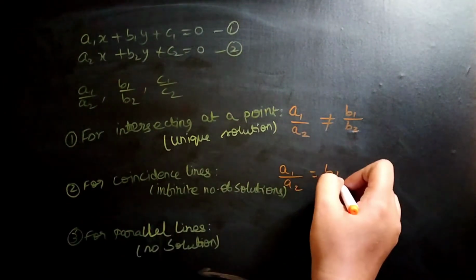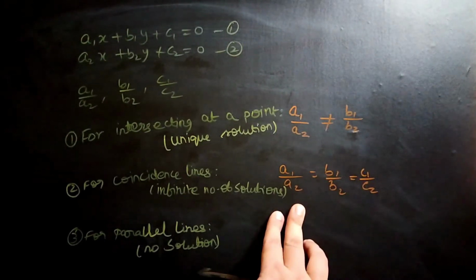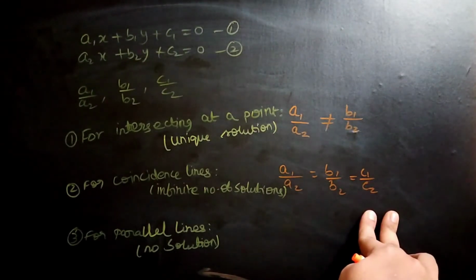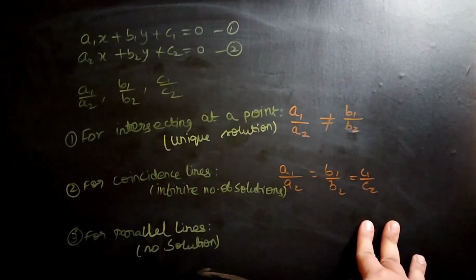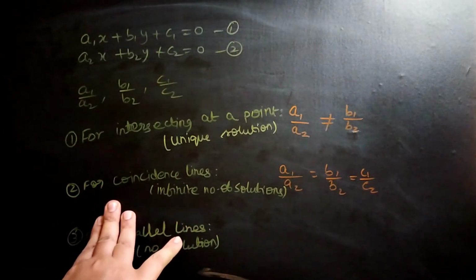a1 by a2 equal to b1 by b2 equal to c1 by c2. Suppose you are getting a1 by a2 as 3 by 7, b1 by b2 also 3 by 7, c1 by c2 also 3 by 7. So if all the ratio values are the same, then it is a coincident line.